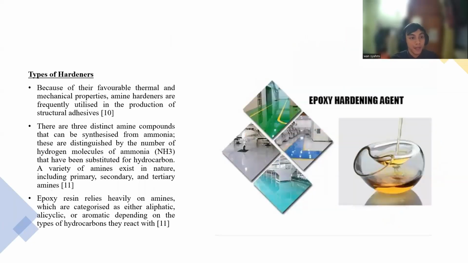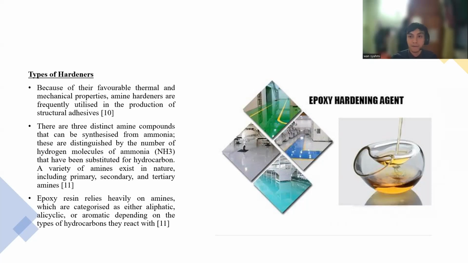Type of hardener. Because of their favorable thermal and mechanical properties, amine hardeners are frequently utilized in the production of structural adhesive. There are three distinct amine compounds that can be synthesized from ammonia. They are distinguished by the number of hydrogen molecules of ammonia that have been substituted for hydrocarbon. A variety of amine exists in nature, including primary, secondary, and tertiary amines. Epoxy resin relies heavily on amines, which are categorized as either aliphatic, alicyclic, or aromatic depending on the type of hydrocarbon they react with.